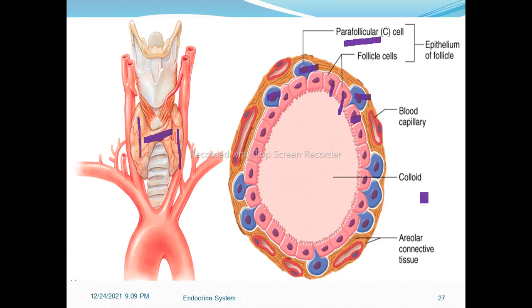This fluid is known as colloid. This is not colloid, this is tissue. This tissue is known as areolar connective tissue. This is a blood vessel. This is blood, this is a blood capillary. So this is all about the thyroid gland.